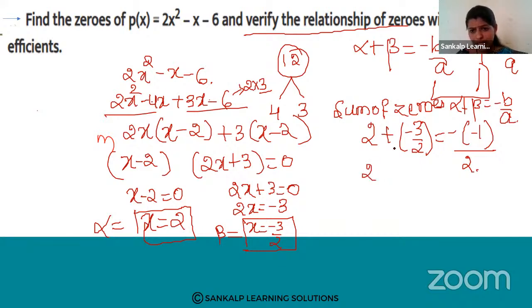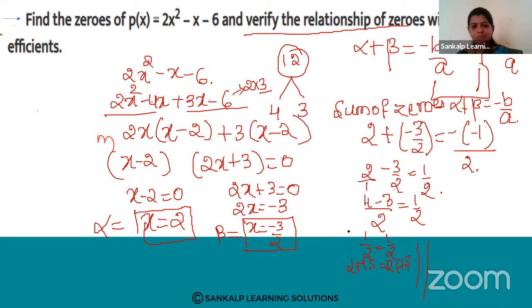So 2 plus into minus, minus 3 divided by 2 is equal to minus into minus plus 1 divided by 2. Now take LCM. 2 1s are 2, that is 2 is the LCM. So 2 2s are 4 minus 3 is equal to 1 divided by 2. That means LHS side is equal to RHS side. Therefore, it is verified.